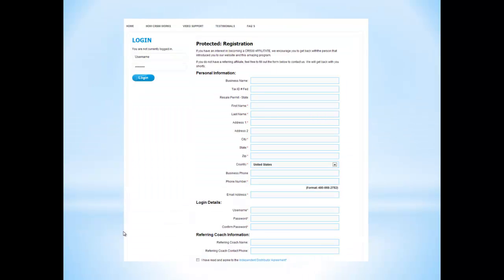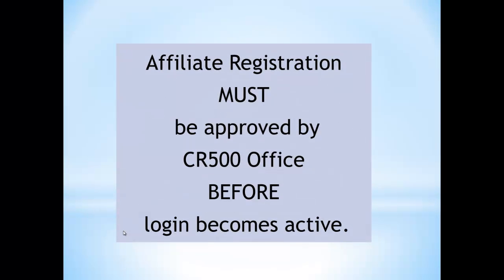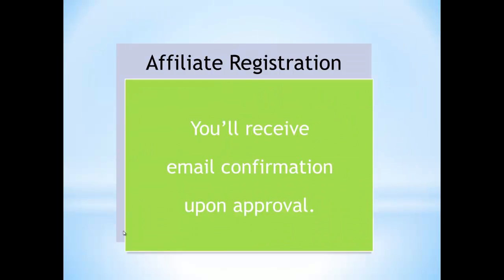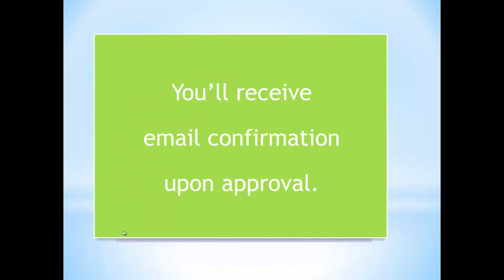Once you fill out this form and you agree to the independent distributor contractual agreement and submit it, our office will review the content and call you with any questions, and then it will be approved. This affiliate registration must be approved by our office before it becomes active. Once it is active, you will receive an email confirmation.